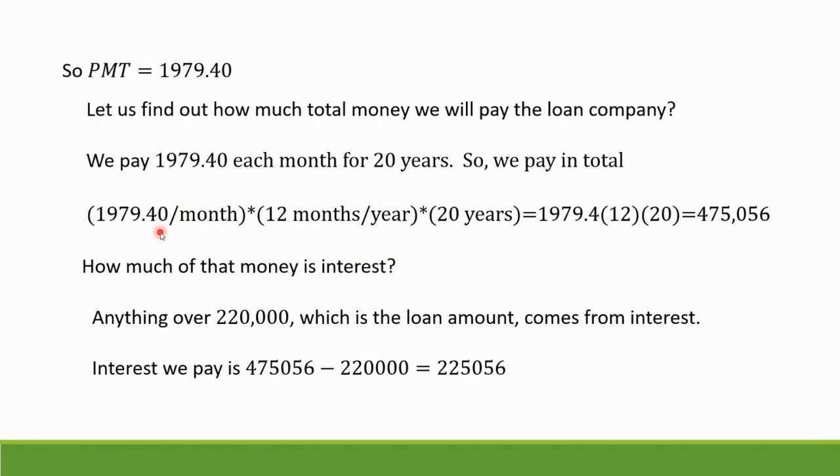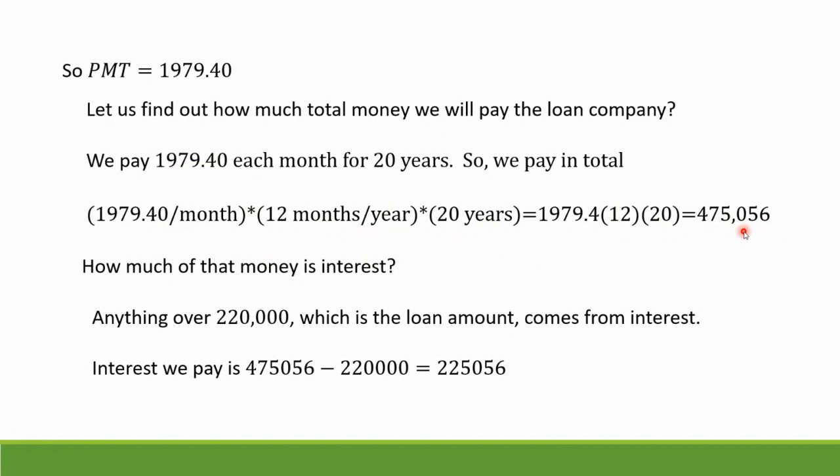Again, we got a monthly payment. We're multiplying by 12 months per year, and then we're multiplying by 20 years. You can't just multiply 1,979.4 by 20. This is per month. Multiplying it by 20 years, well, you have the units there. So we end up sending them altogether this amount.